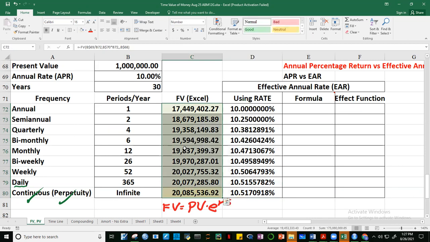But we have to compute first for the future value. So dapat alam natin yung future value and then we can compute for the rate, effective annual return, given yung present value. Okay, pause muna ako, may question tayo.